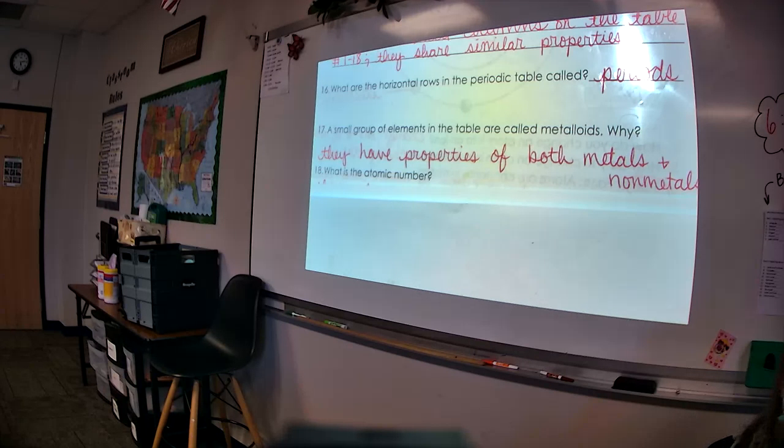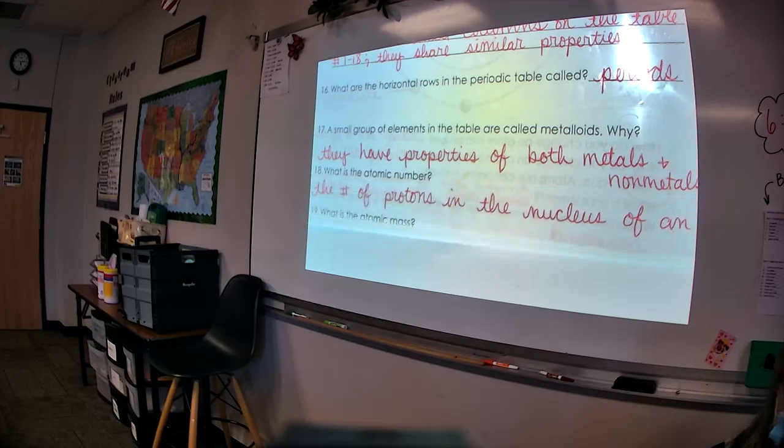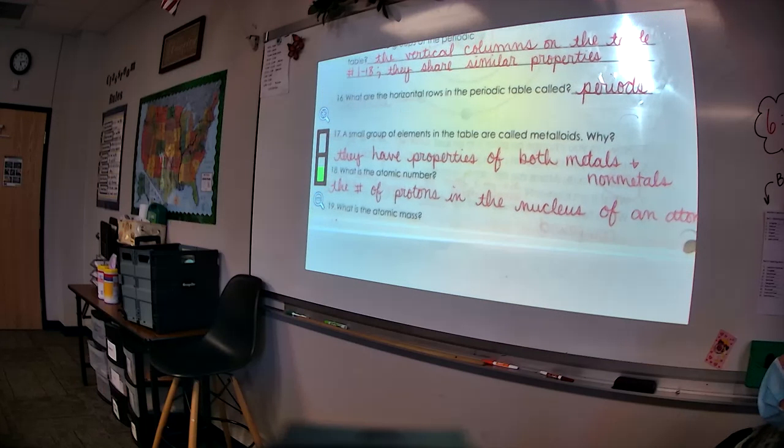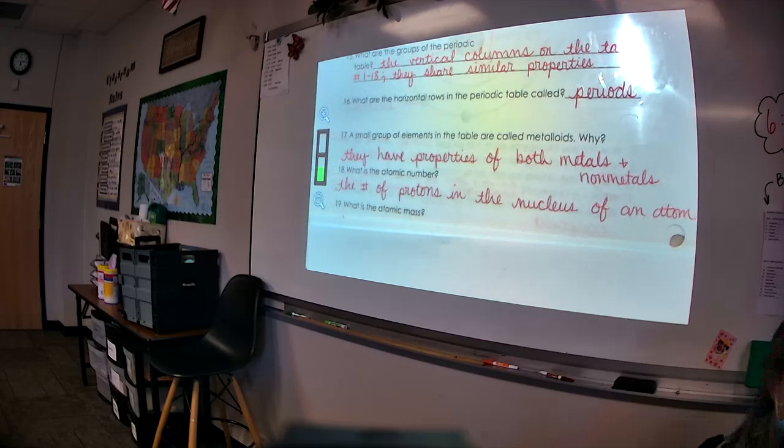Number 18. What is the atomic number? Yes, I know that it's the whole number in the box on the table, but what does that mean? Manny? And the nucleus. Very good. It is the number of protons in the nucleus of an atom.